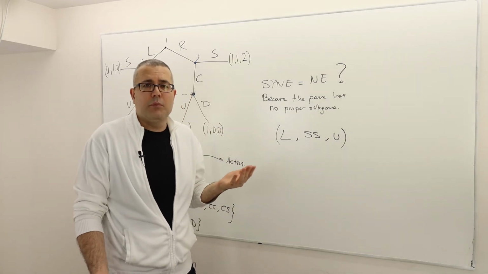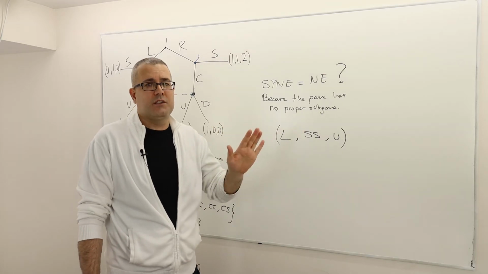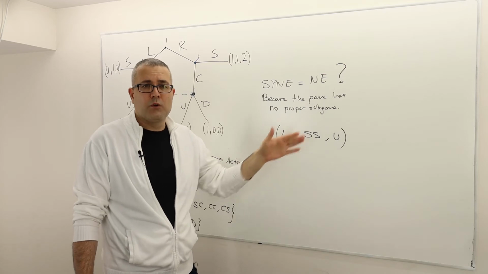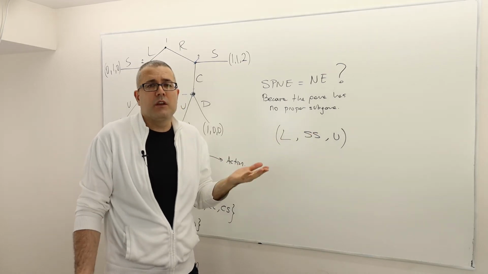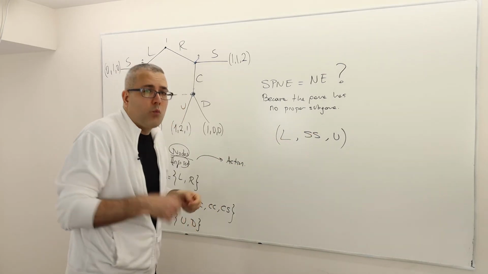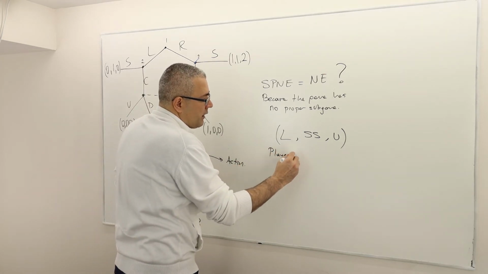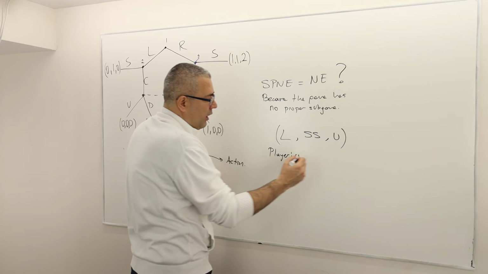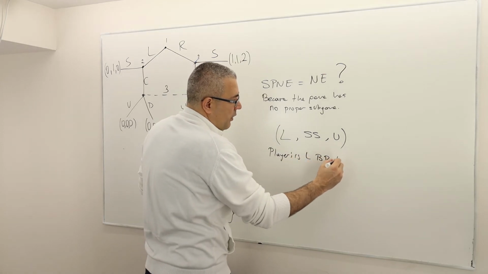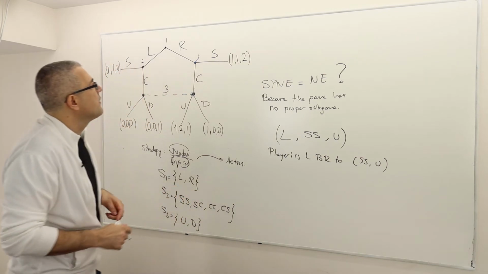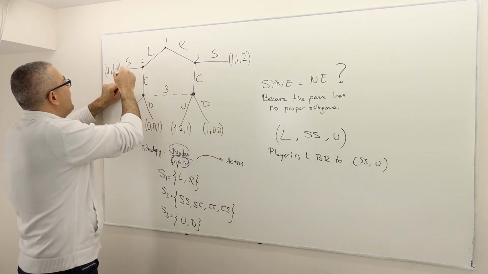How? Well, I mean, simple. Given the other's strategy, I need to verify if player 1 or 2 or 3 is best responding or not. So let's do it one by one. So let's first look at player 1. So the question is the following: is L best response to SS, U? Well, let's see. So the player 2 is playing S on both.